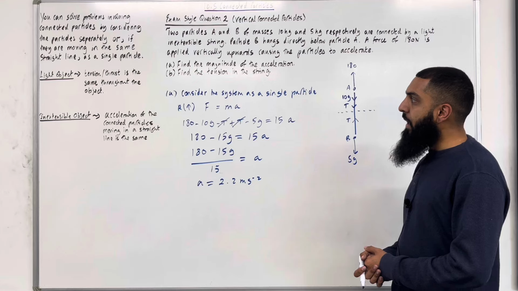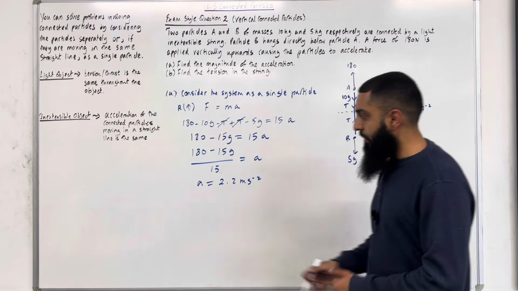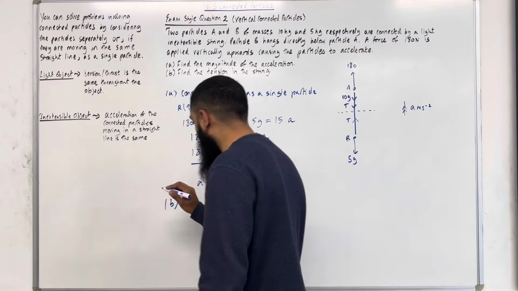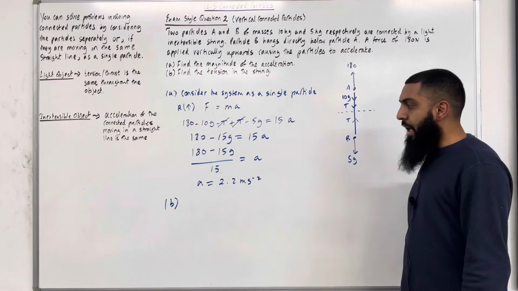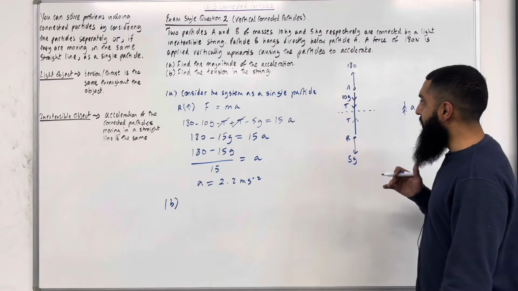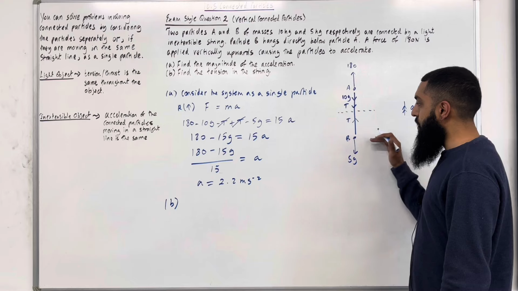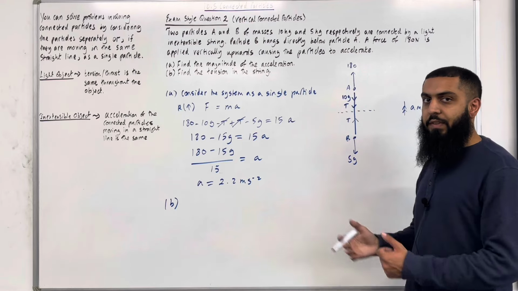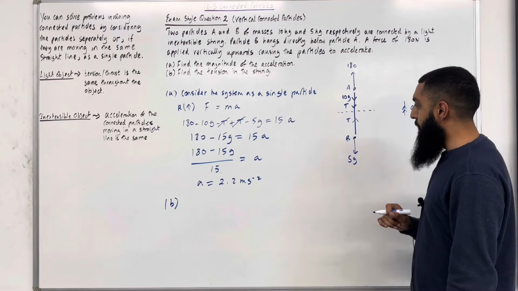Moving on to part B. Find the tension in the string. Okay, so let's have a look at the solution to part B. Now, to work out the tension T, I can either resolve for particle A or resolve for particle B. In both cases, I'll get the same value of T. So I'm going to consider particle B.